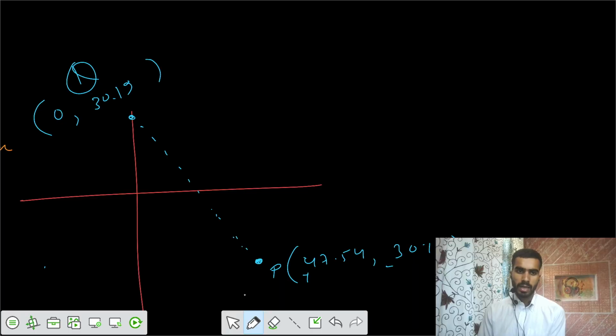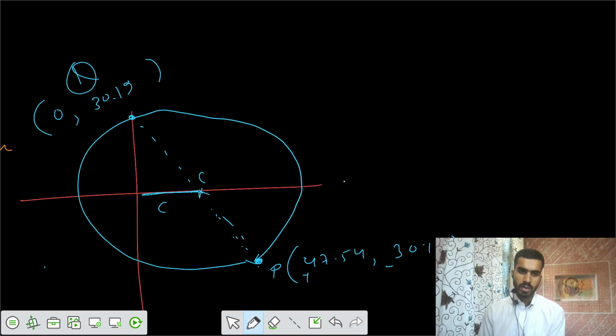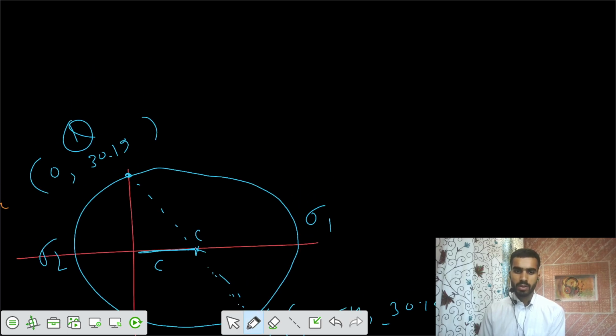So then after that I can say this is some center, and there's some radius of C. There's some radius of CP, such that we would get a circle in this fashion, such that sigma 1 and sigma 2, we can solve those values. Sigma 1 is C plus R, and sigma 2 is C minus R.